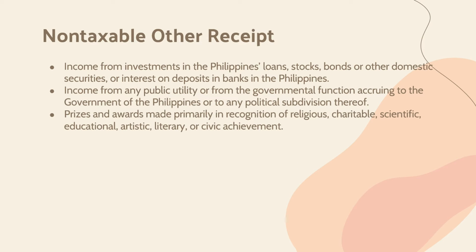Number 6, income from any public utility or from the governmental function accruing to the government of the Philippines or to any political subdivision thereof. And number 7, prizes and awards made primarily in recognition of religious, charitable, scientific, educational, artistic, literary, or civic achievement, but only if the recipient was selected without any action on his part to enter the contest or proceedings, or is not required to render substantial future services as a condition to receive such prize or award.